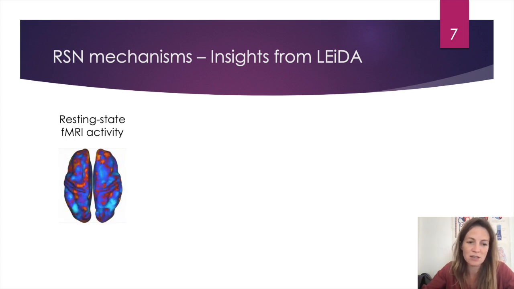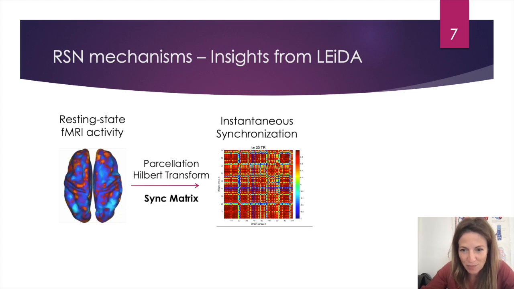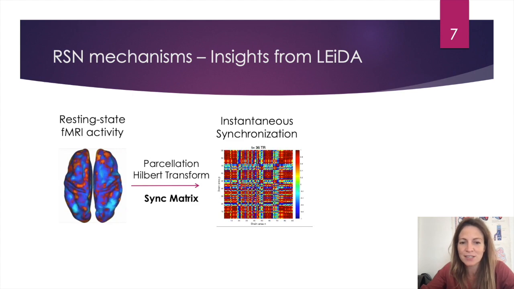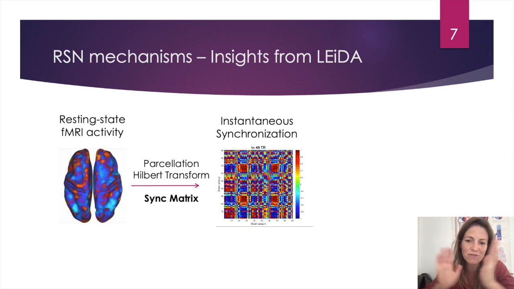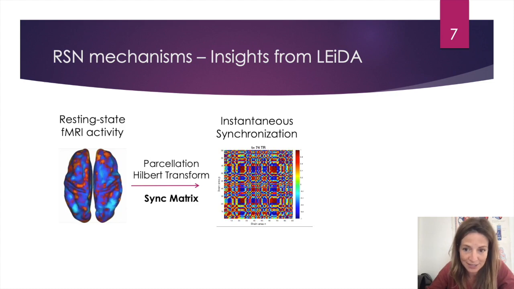One way to explore synchronization mechanisms from resting state fMRI activity is to take the signal in a given parcellation scheme and then compute the Hilbert transform to extract the signal phase. So it's a complex signal, and then we can compute the synchronization matrix, which tells us at each instant of time how the phases of the signals in area A and B are aligned.